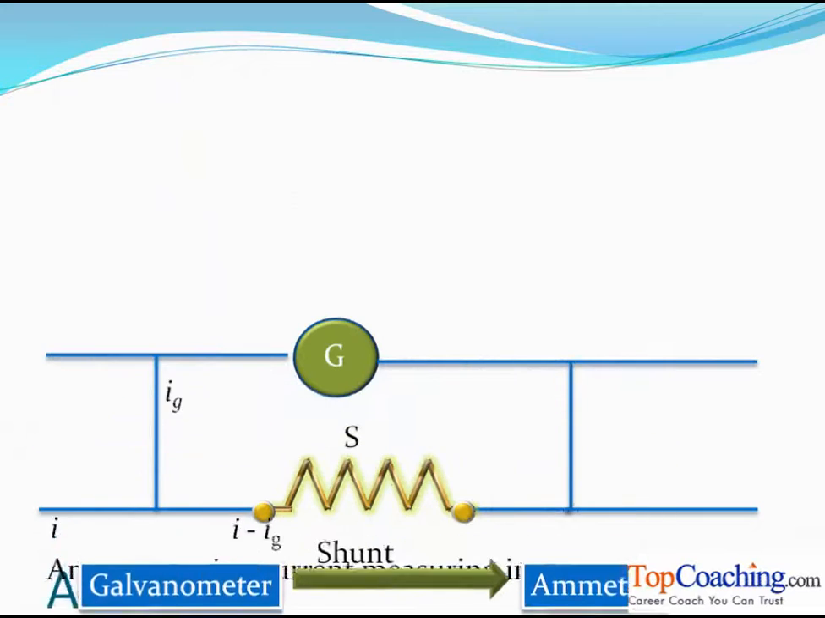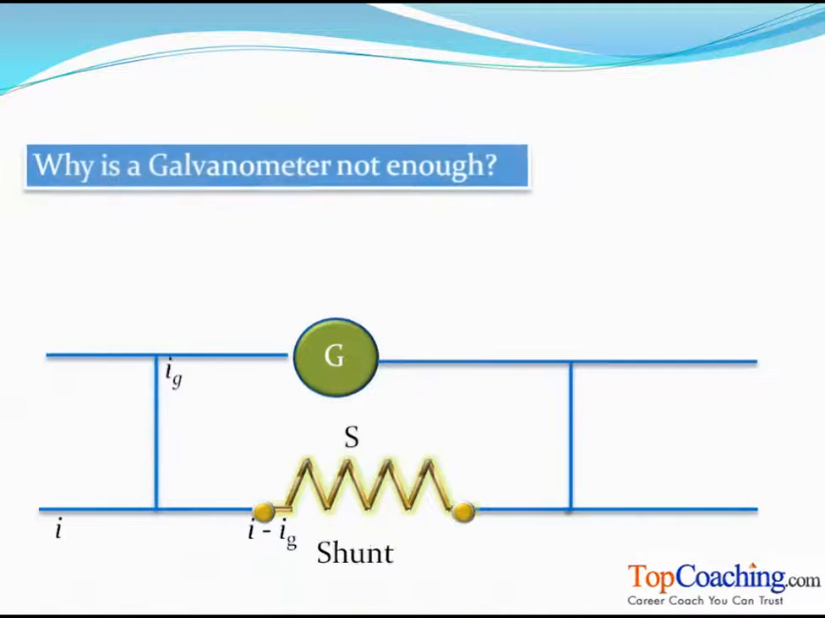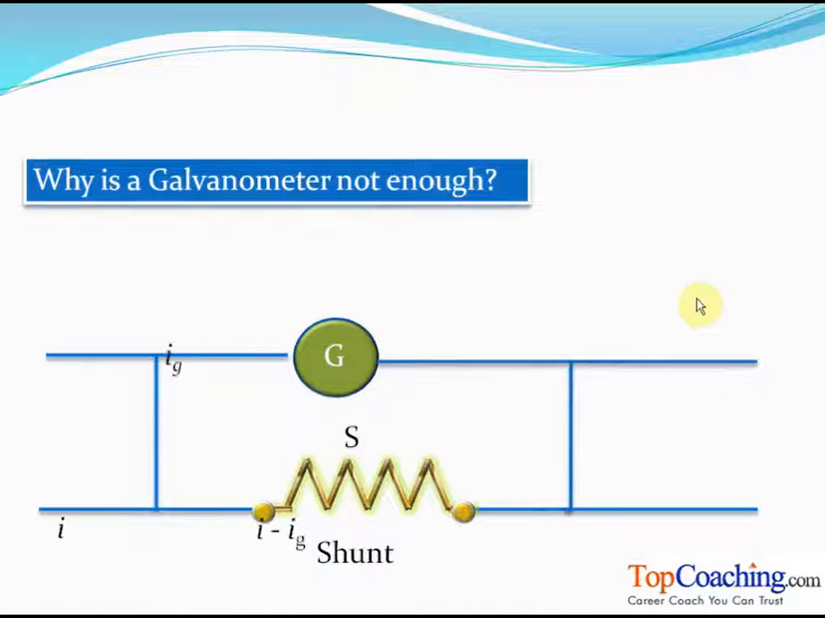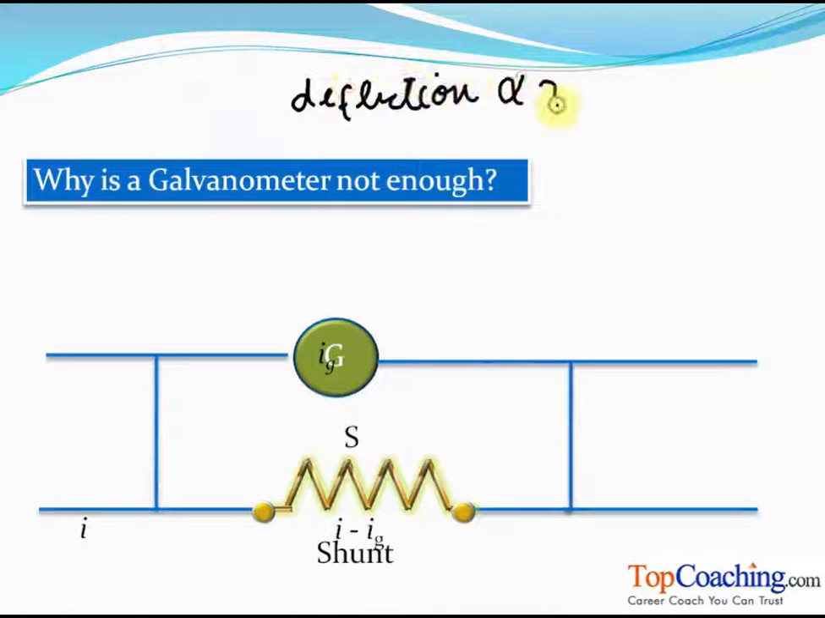Now, there could be a simple doubt here. Why is a galvanometer not enough to detect the current reading? We already know that the deflection in a galvanometer is proportional to the current, isn't it? If that is so, you can graduate the galvanometer scale in such a way that the galvanometer can be used to detect the value of current. What is so special about connecting a shunt resistance with the galvanometer? How does that help us detect current better?